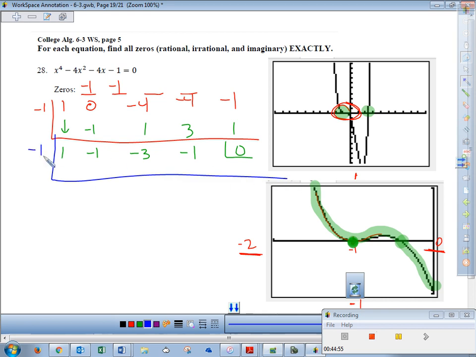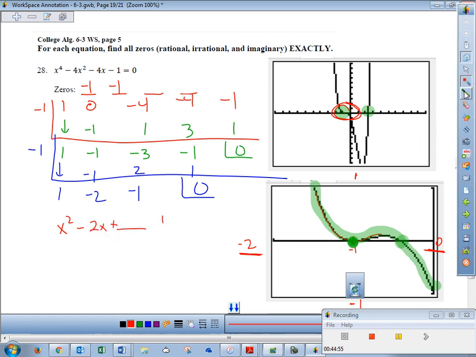Synthetically divide again by -1 since that was a multiple root. You can see that there are 2 roots still on your calculator, and you've already checked to see if they're rational or irrational, meaning factoring isn't going to do you one bit of good. You could do the quadratic formula or complete the square.